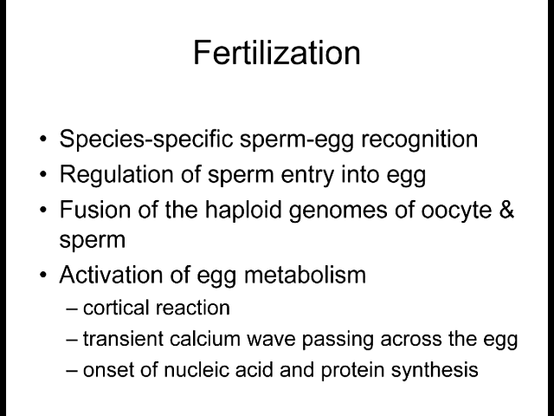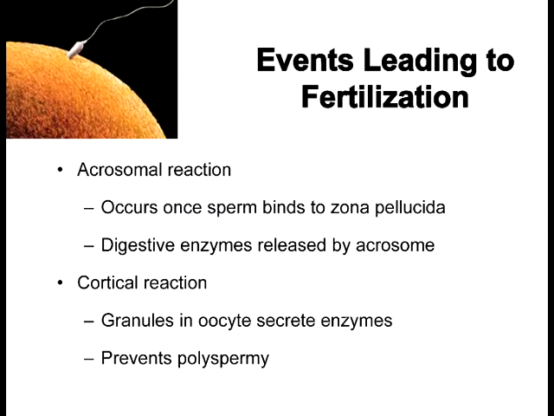So that's one thing that prevents different species' sperm fertilizing different species' eggs, because of these proteins that are found on the surface of both the sperm and the egg that are involved in species-specific sperm-egg recognition. Once the sperm and the egg have found one another and have the right proteins, then you get regulation of sperm entry into the egg.